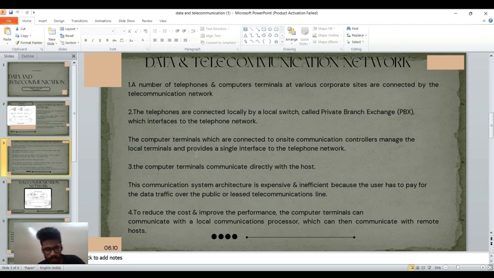Then the computer terminals also communicate directly with the host. This communication system architecture is expensive and also inefficient, because the user has to pay a lot of money for the data traffic over the public or leased telecommunication line. So, in order to reduce the cost, improve the performance and make it much more efficient, the computer terminal can communicate with a local communication processor, which can then communicate with a remote host.